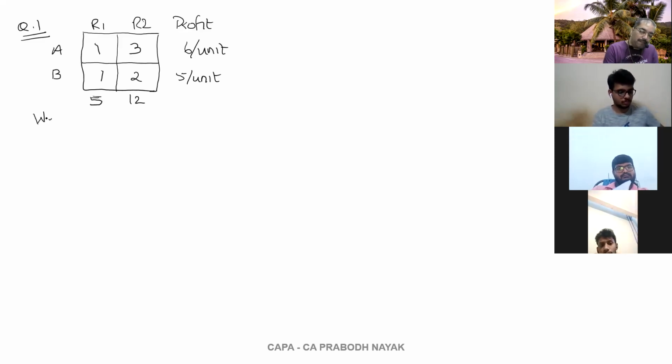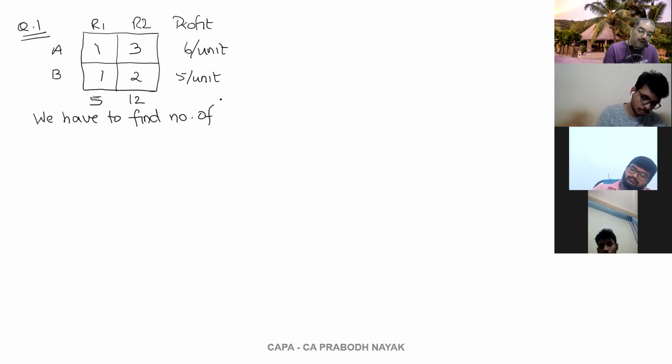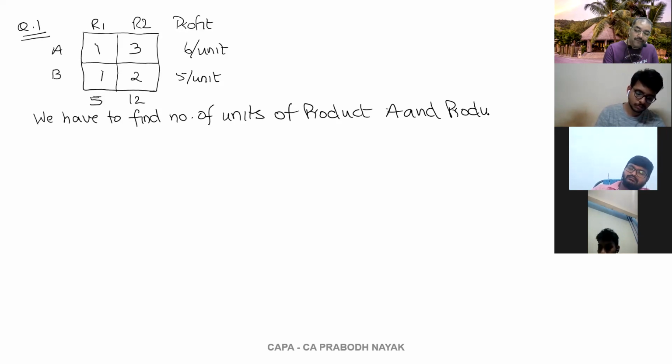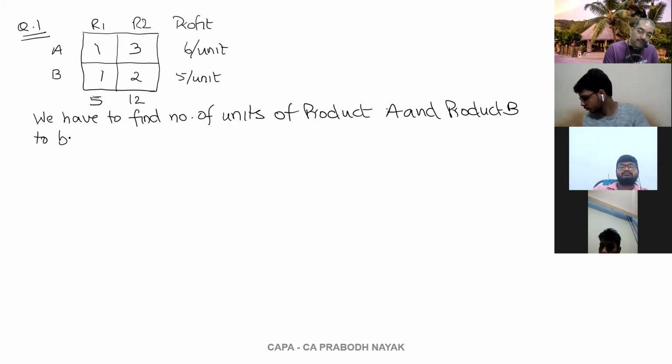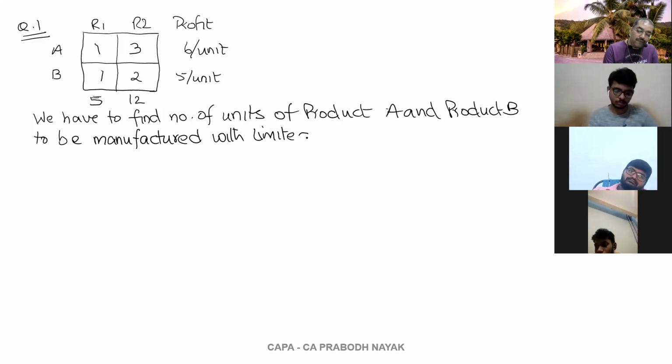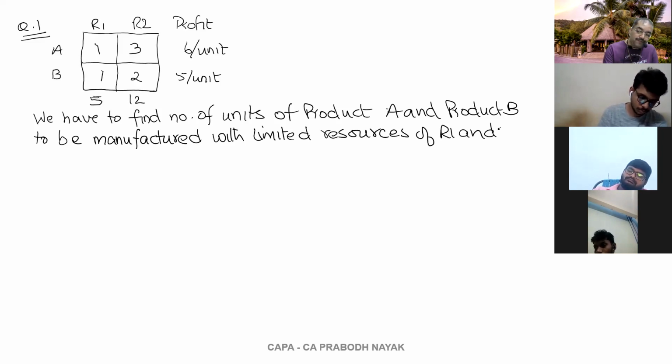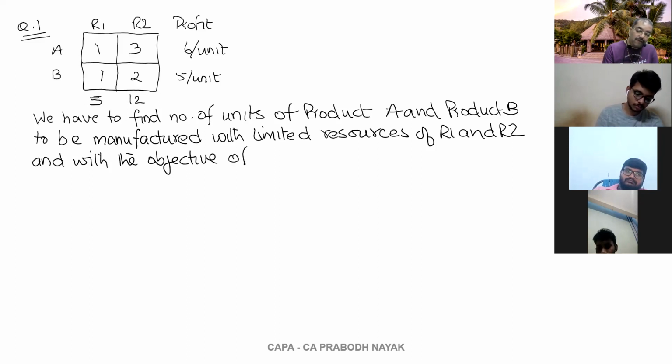We have to find number of units of product A and product B to be manufactured with limited resources of R1 and R2, and with the objective of maximizing profits.